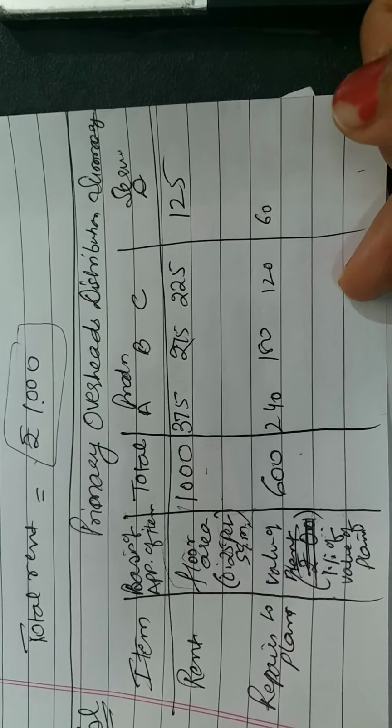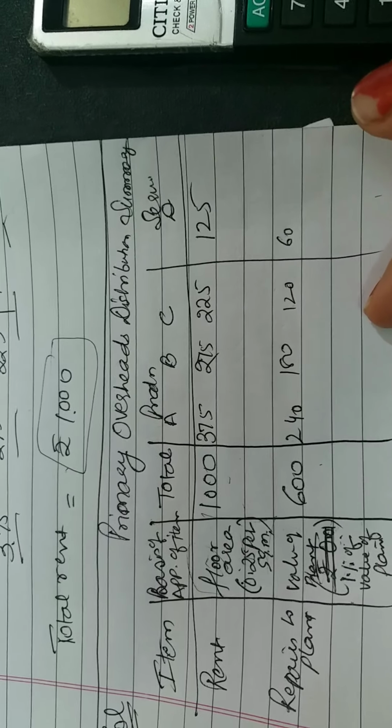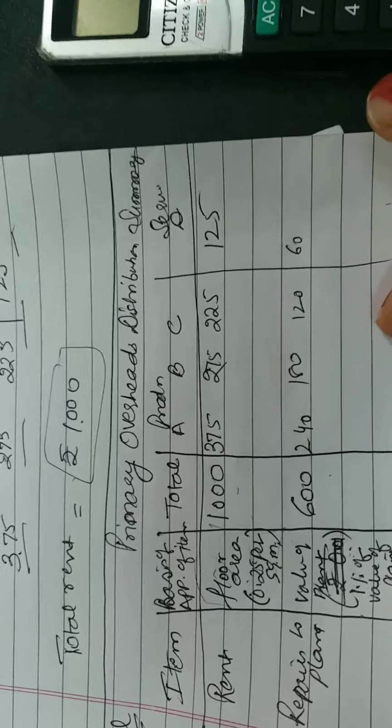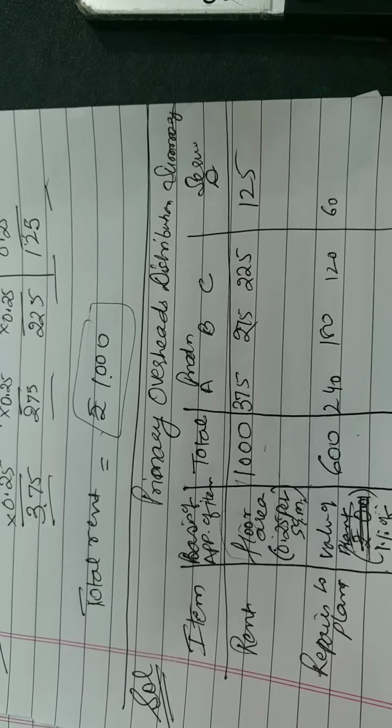So keep it up and you will surely be able to understand the primary distribution overhead summary. Do this for the time being, and then I'll return with the next part, that is reapportionment, and the simultaneous equation method of that is very important from the examinations point of view also.